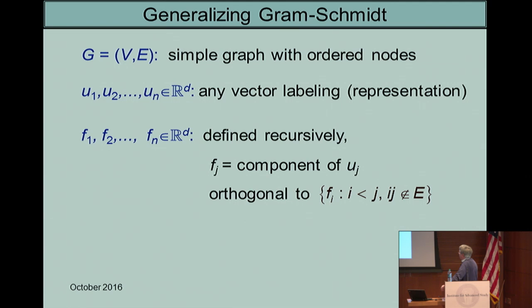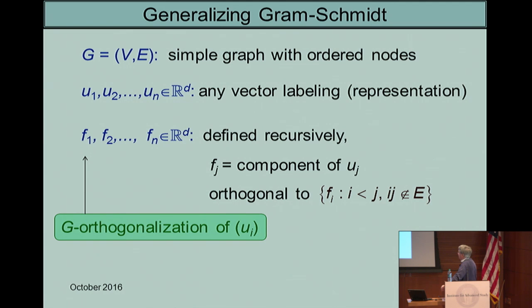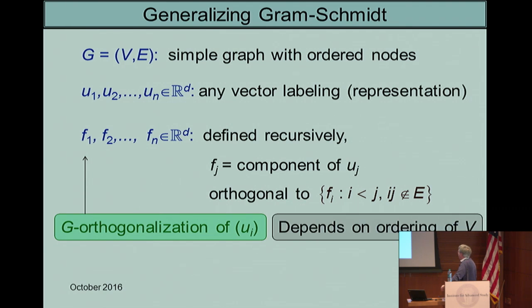We call this the G-orthogonalization of the original u, and it generalizes Gram-Schmidt. If G has no edges, then this is just a Gram-Schmidt orthogonalization. I thank Robert Weismantel for this observation that this can really be considered as a generalization of the Gram-Schmidt procedure. Now this depends on the ordering of the vertices, and the hard core of the proof is to show that it depends, but it doesn't depend too much.